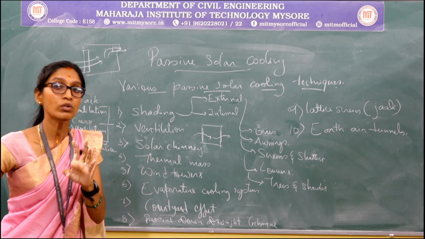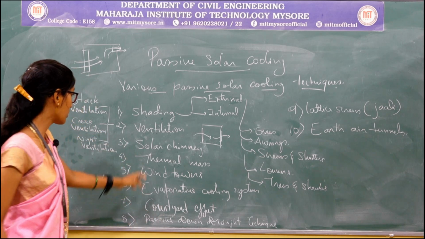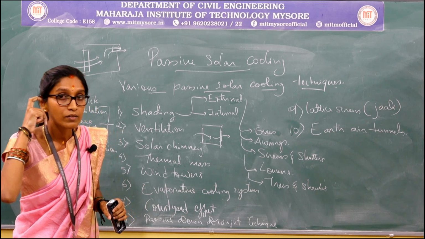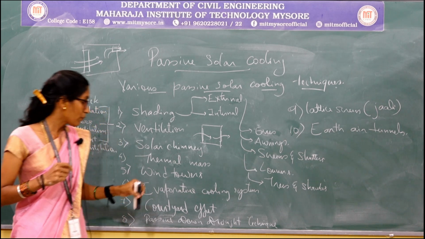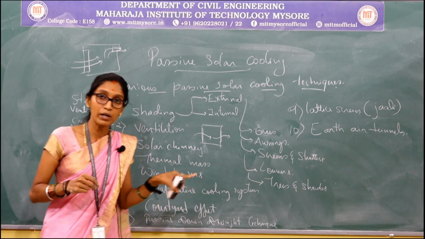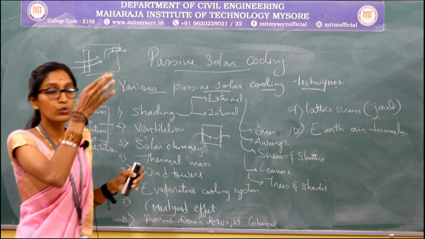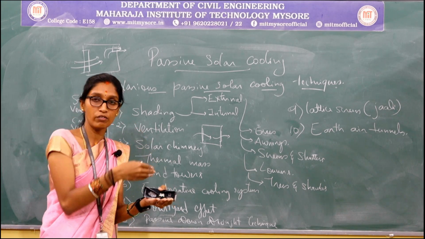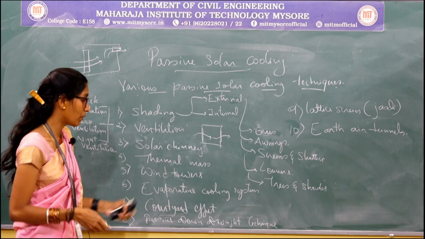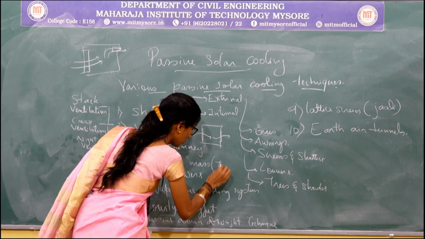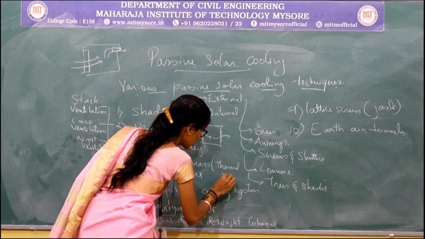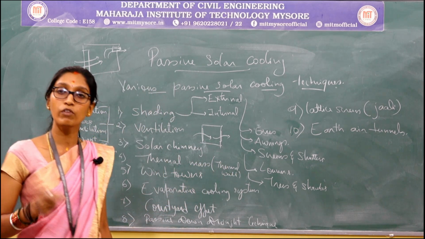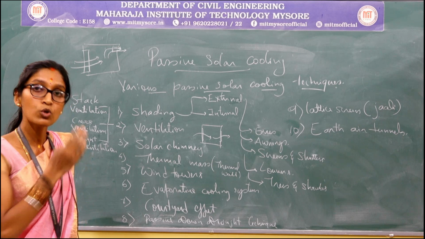Now let us see how the cooling is going to happen by using this thermal mass. What is happening? These thermal masses, if I use them as walls, and not as a floor where a direct entry of heat is going to take place, I can say thermal walls. So these walls are going to play a major role in the cooling of a building.